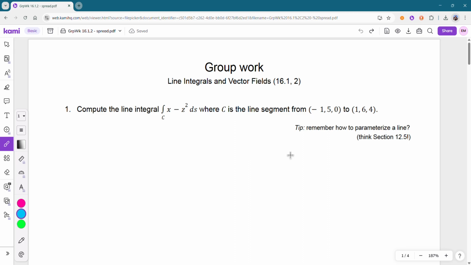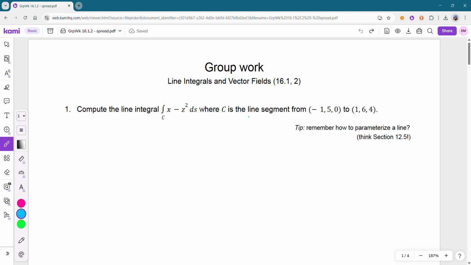Welcome back, everybody. Let's work through this group work on line integrals and vector fields. First problem has us computing this line integral where C is a line segment from this point to this point. As always, our first task is to get our parameterization for our curve.